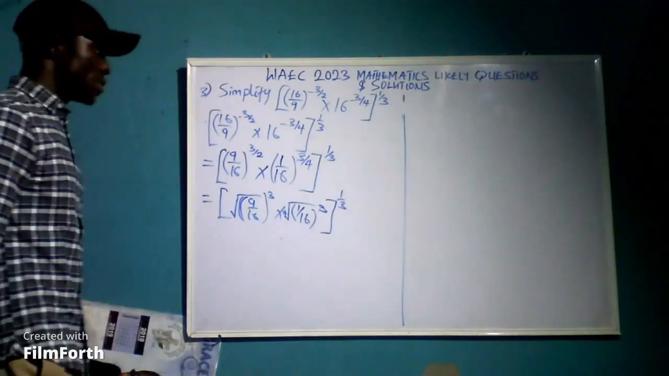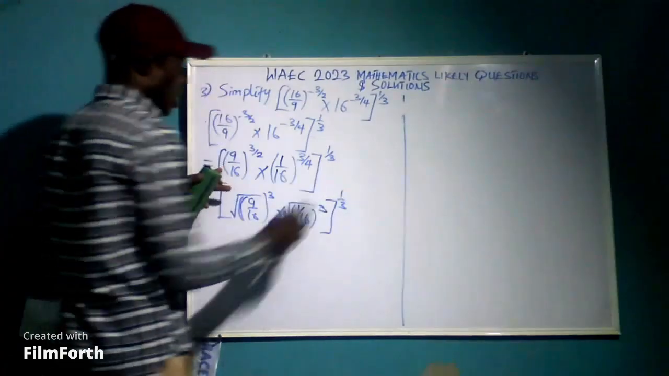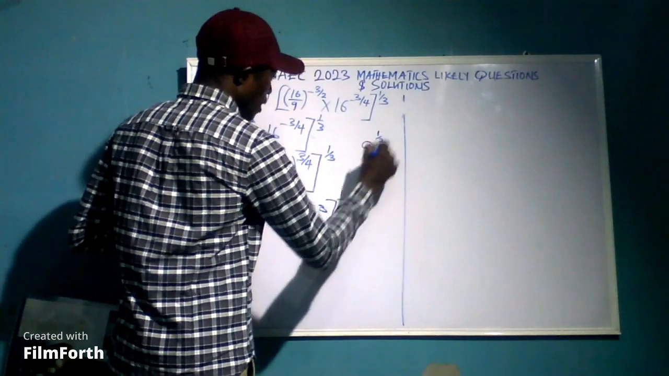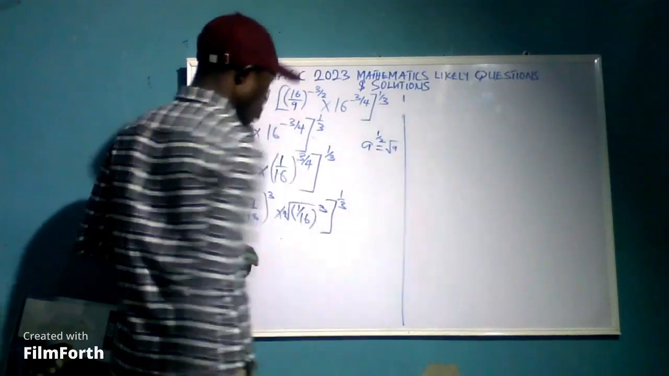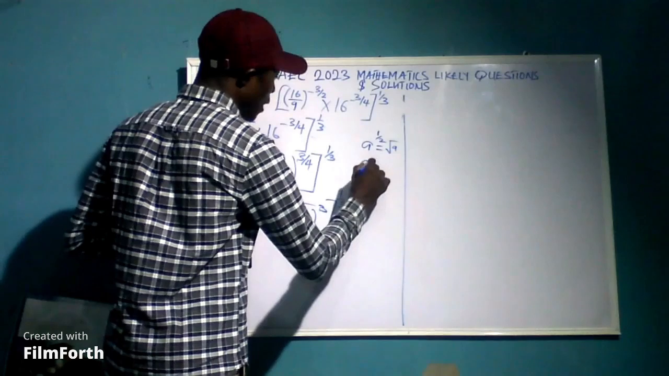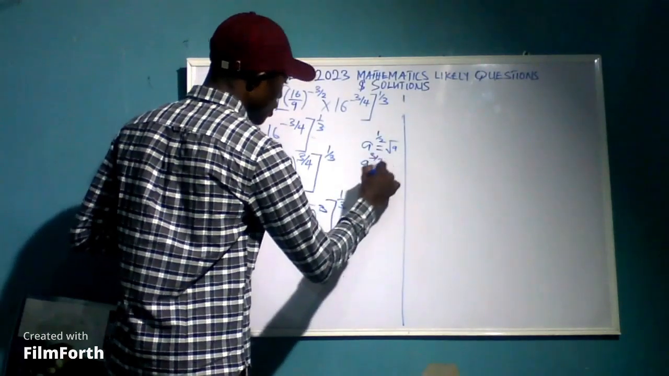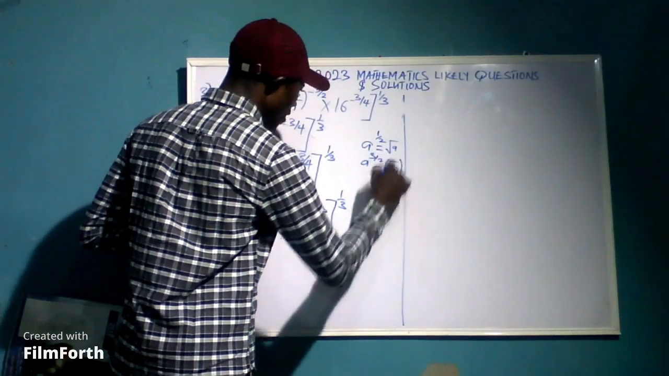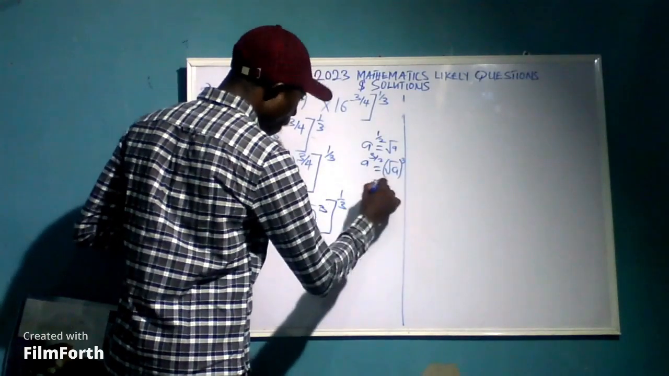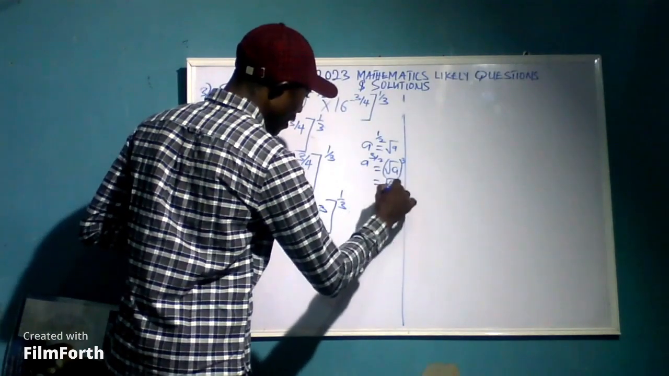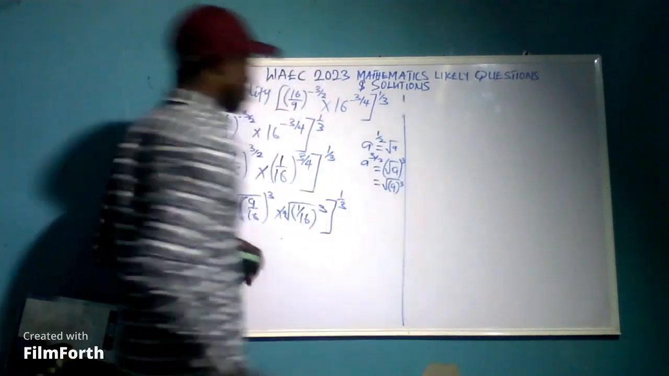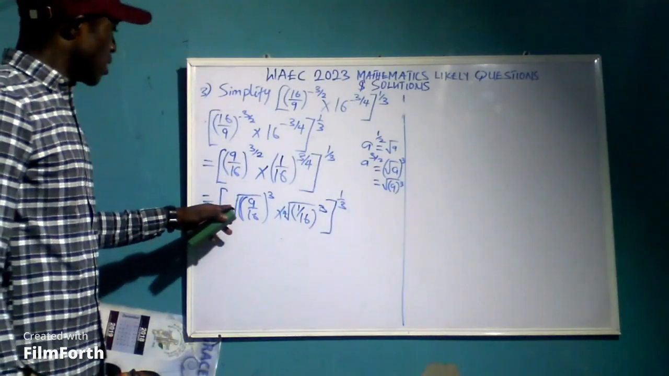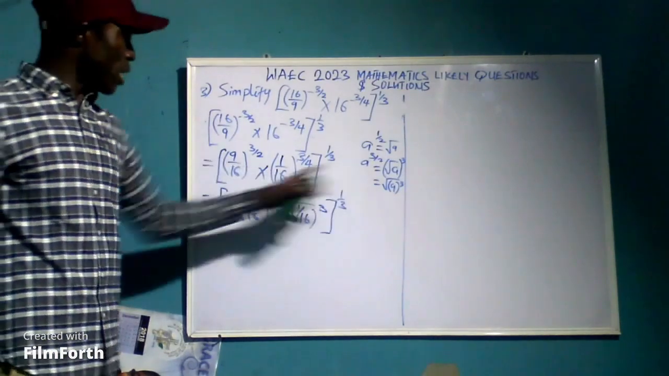In the law of indices, if you have a raised to power 1 over 2, it is the same thing as the square root of a. Okay, if you have a raised to power 3 over 2, it is the same thing as the square root of a, everything raised to power 3. So that is the law we apply here. You can see it. That's the same law we apply here.